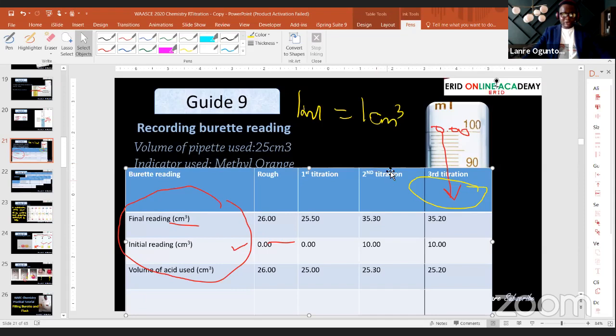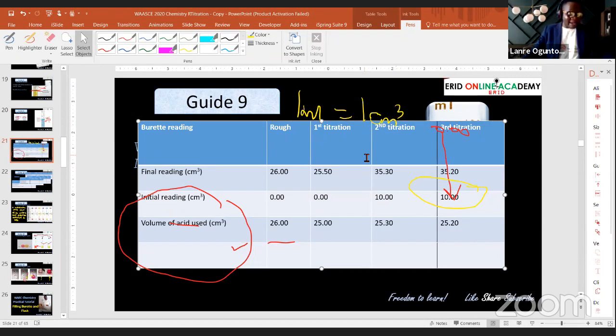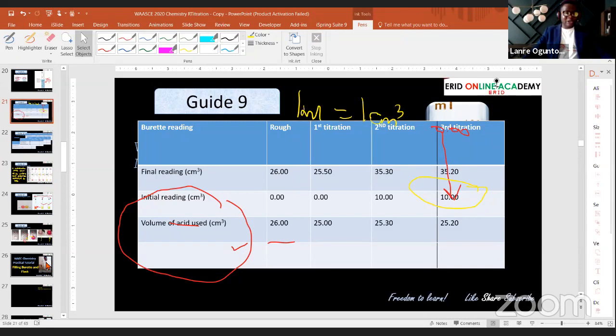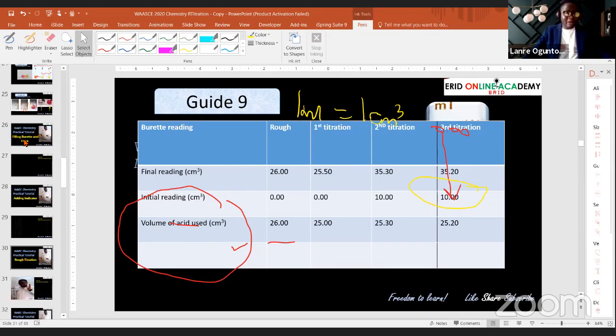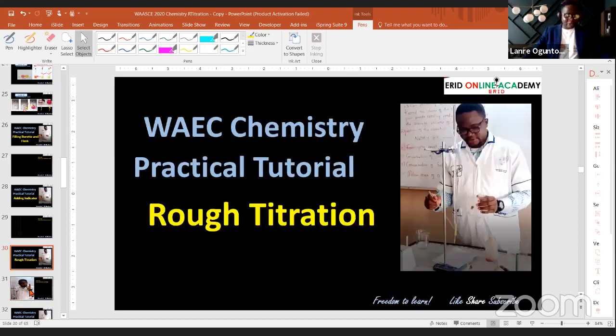I have rough. The rough means that I just want to pour my acid into the base, without actually minding the volume. So when you are doing your rough, your focus is on the color change. So rough means it's going to give you a rough idea of your titer value. That is what rough is.